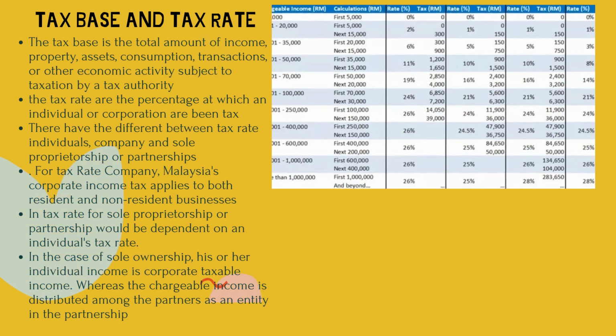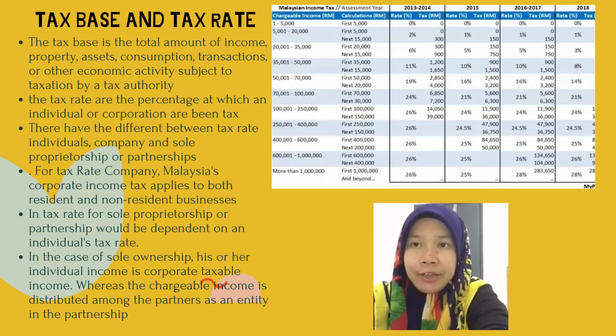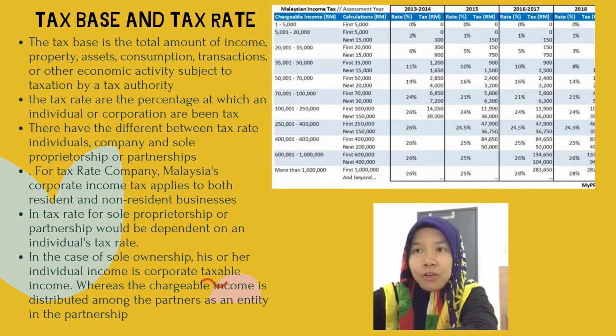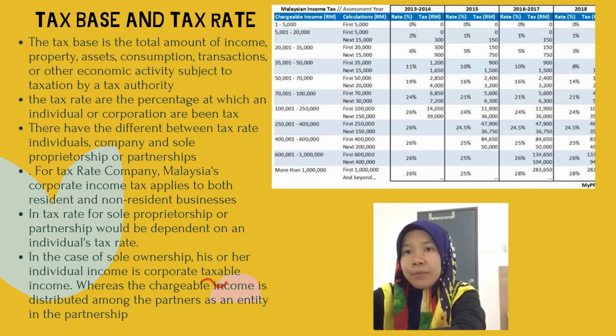Next, the tax base and the tax rate. The tax base is the total amount of income, property, assets, consumption, transactions, or other economic activities subject to taxation by the tax authority. Furthermore, the tax rate is the percentage at which an individual or corporation is taxed. There is a difference between the tax rates for individuals, companies, and sole proprietorships or partnerships.